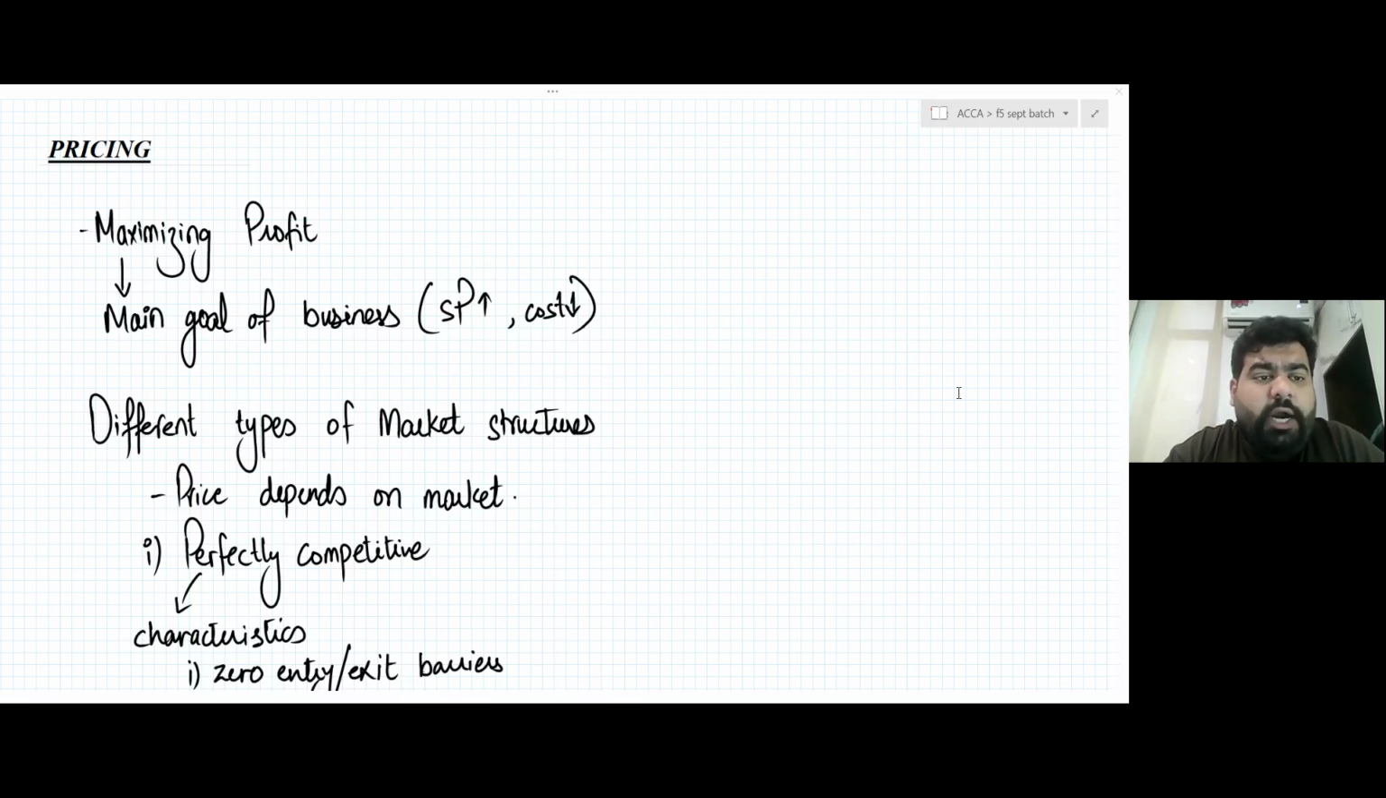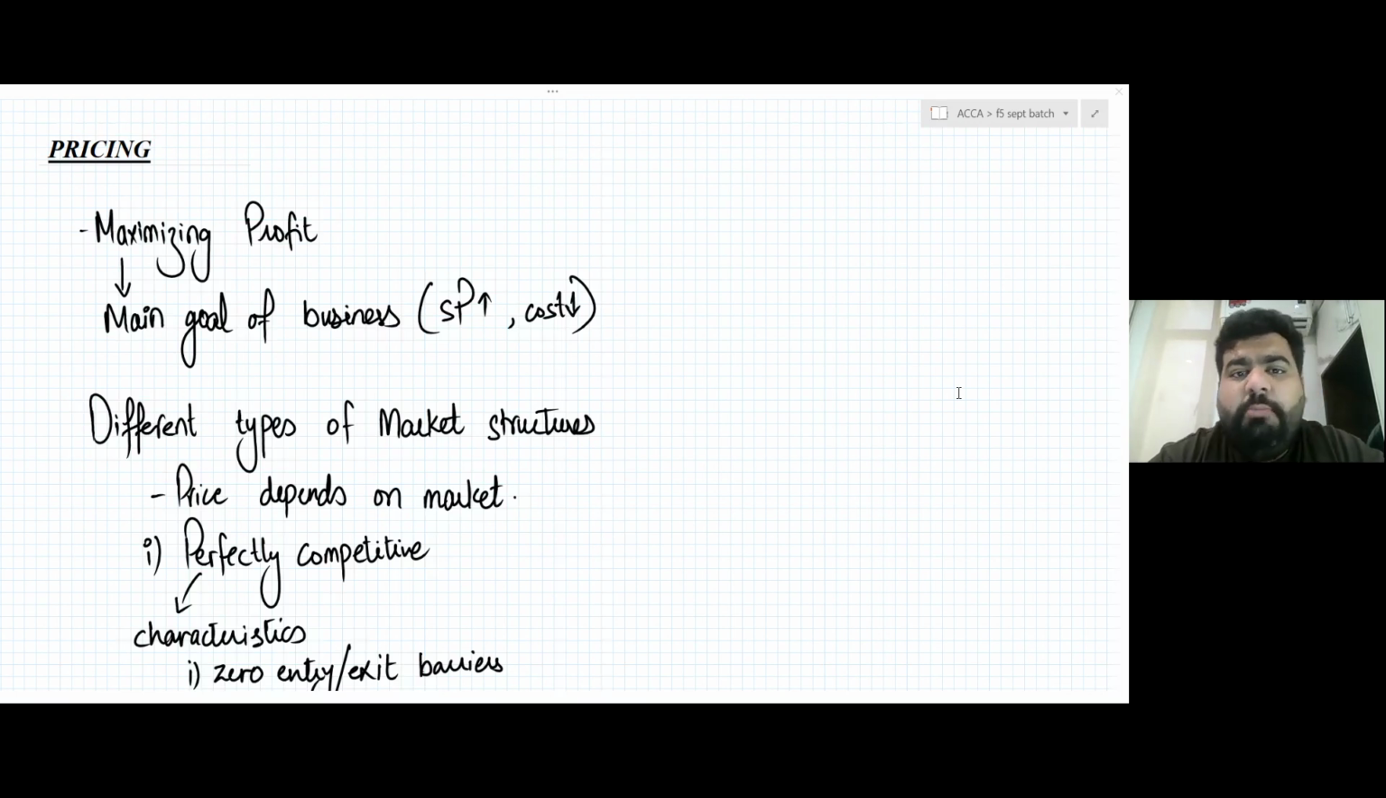We are going to start the next chapter, that is pricing. Pricing is part of decision making, again important for MCQs, MTQs, and CR. From any part he can test you. So pricing is first. Let's understand the story.